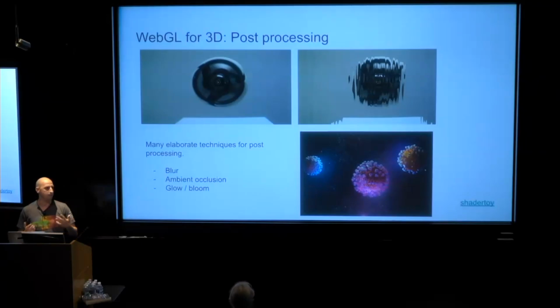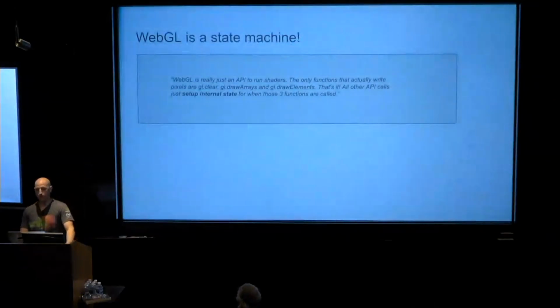There are many common ones that have special names. The one people like a lot is blur, if you want to give something a little hazy view. Ambient occlusion, which is kind of like damping colors based off of their distance from the light. And then glow, sometimes called the bloom effect, if you want to make things look like they're glowing.